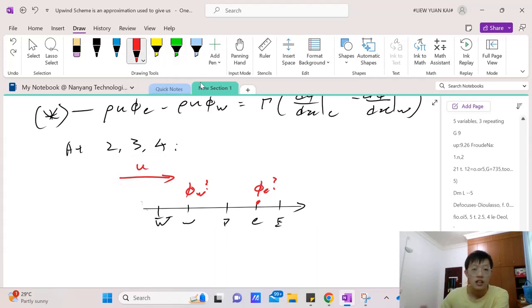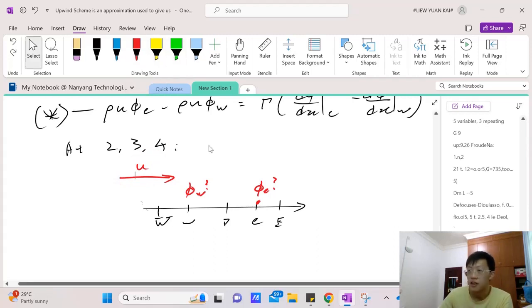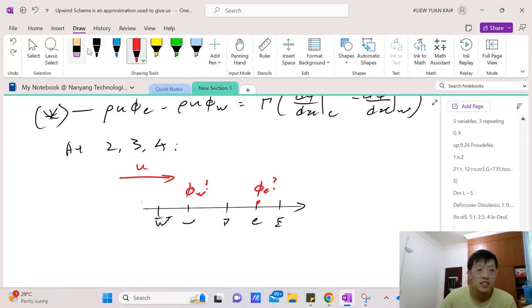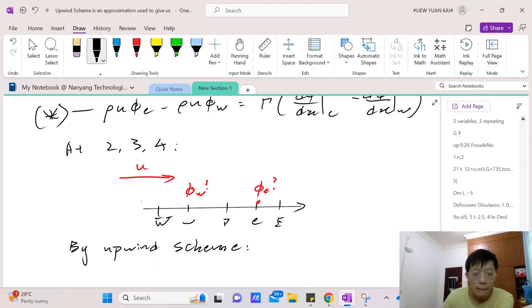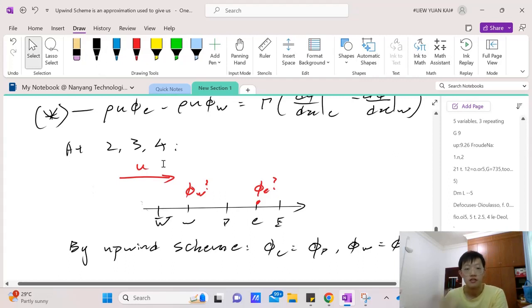So let me tell you the answer right away, and I'll explain why it is the case. By the upwind scheme, phi E will be equal to phi P, and phi W is equal to phi big W. So why is this the case?